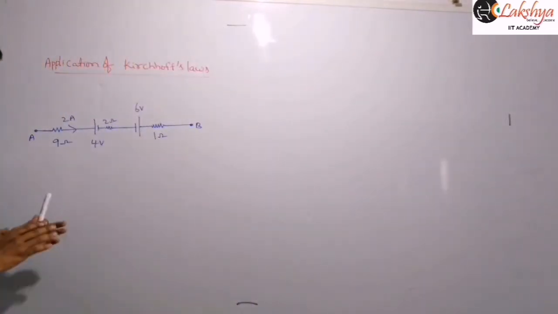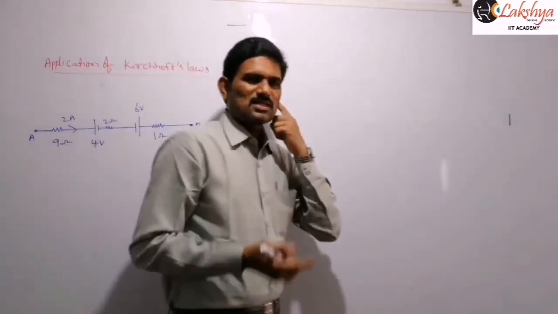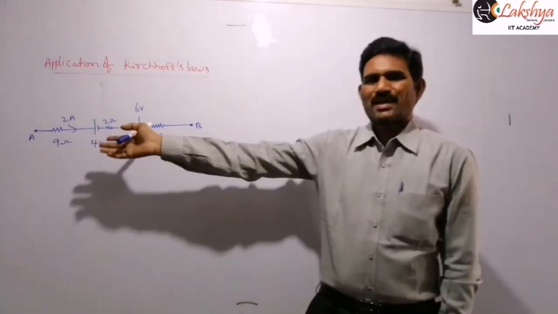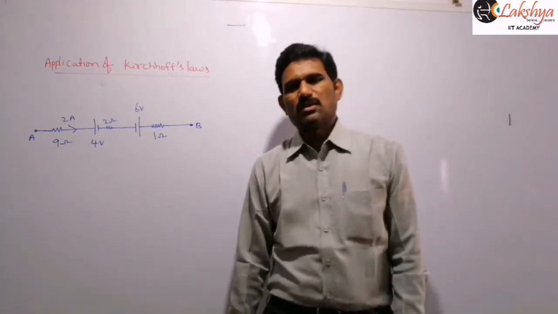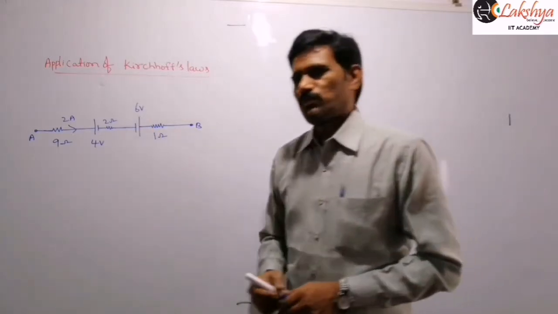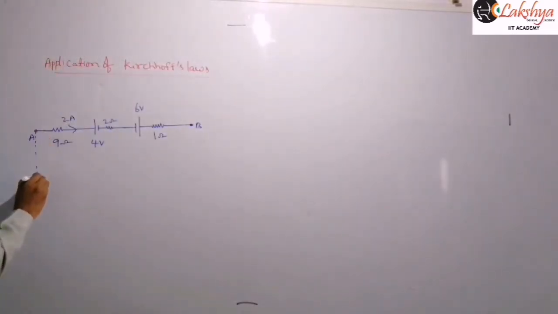So you can solve such problems, because for application of the second law, we said it is generally applicable for closed loops, right? And actually for such a branch of the circuit also we can apply it, by assuming this as a closed loop. By assuming this as a closed loop, I mean I am assuming A and B are connected like this.